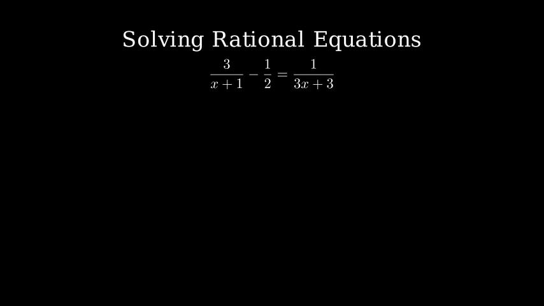Let's solve the rational equation. 3 over x plus 1 minus 1/2 equals 1 over 3x plus 3. First, let's find the common denominator.